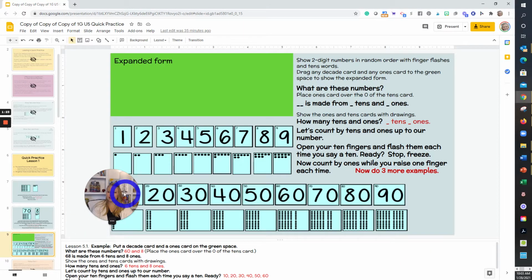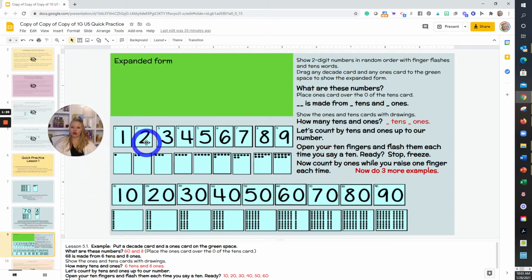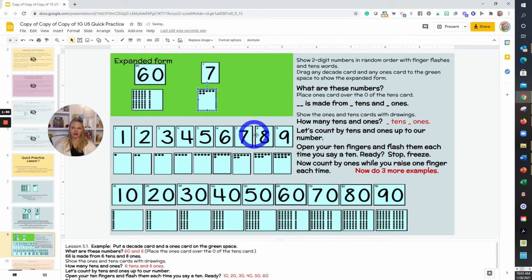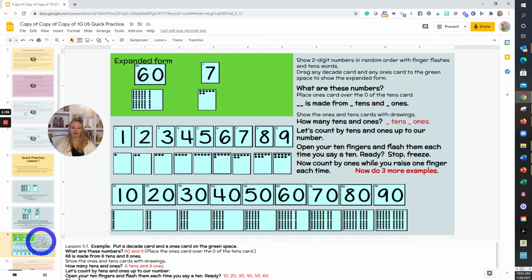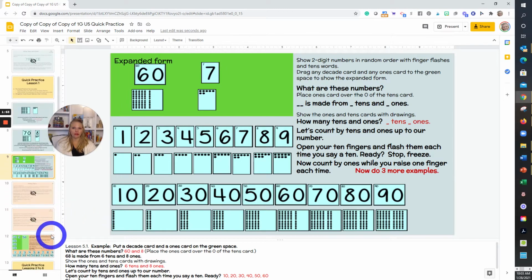So now we're going to make some numbers, and we notice that we have our ones and our tens, and we'll just make a new number. Let's just say we make 67, and we might say how many tens, and boys and girls would say 6, and we get our 6 tens. How many ones? Class, 7. What's our number? 67. Let's count up to our number using tens and ones. Ready? 10, 20, and we'll continue to finger flash. So you're going to do that for about 3 numbers, and then you'll be done.